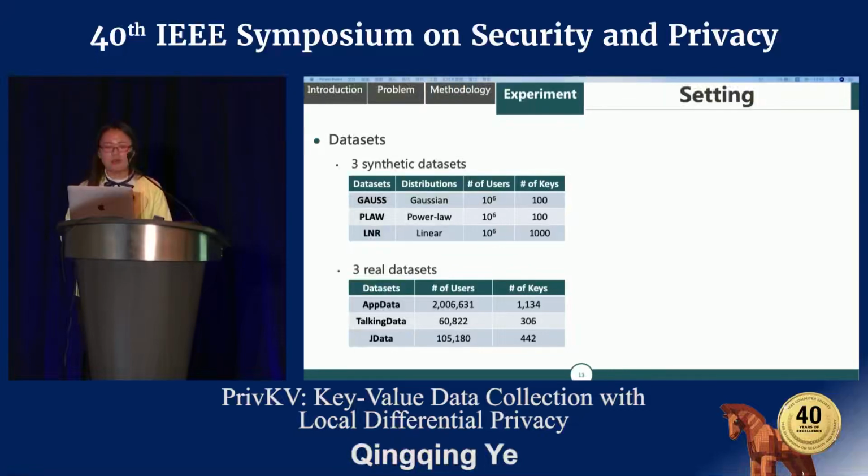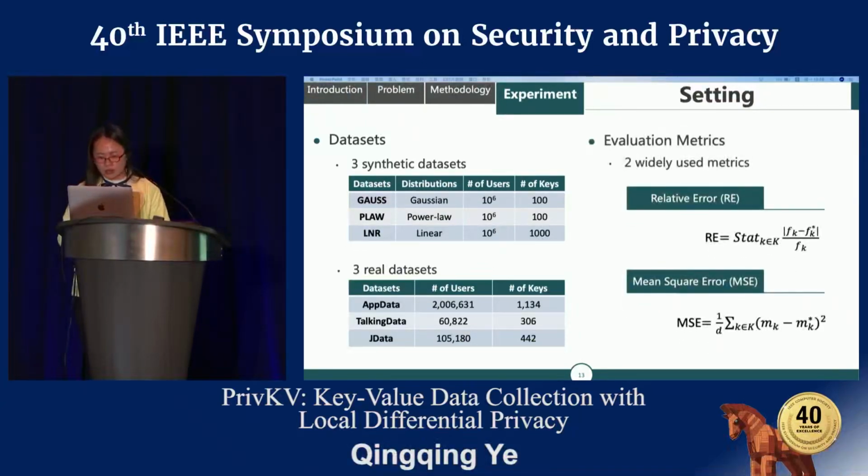Here we show some experimental evaluation. As for the dataset, we conduct experiments over 6 datasets. The first 3 are synthetic datasets whose keys and values follow a Gaussian, power law, and a linear distribution. And the other 3 are real datasets. As we see, the first 2 are app usage data, whose key is the app identifier and the value is the screen on time of a user in a certain period. The third one is about sales records. To measure the accuracy of the estimated frequency and mean, we use 2 metrics, say relative error and mean square error.